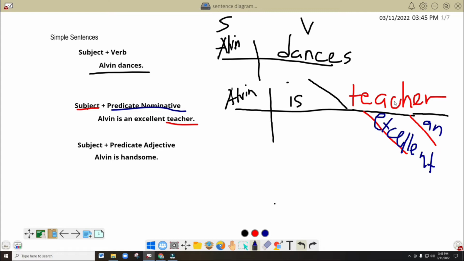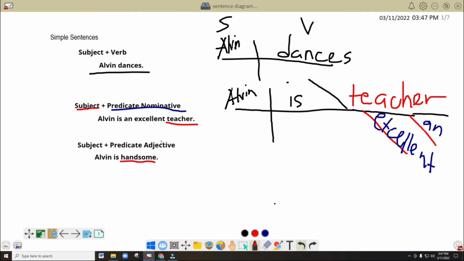Now we have the predicate adjective. Let's go now to the subject plus predicate adjective. So what is a predicate adjective? Let's underline it. We got here "handsome", while here we got "the teacher". "Teacher" here is still a noun, just giving another name for the subject. In here, this one is in the form of an adjective, so that's why we call this one a predicate adjective. It gives an idea on what kind of person or what kind of thing the subject could be.